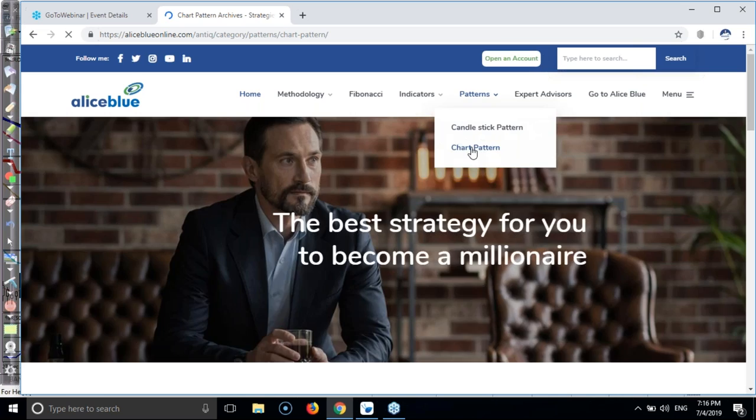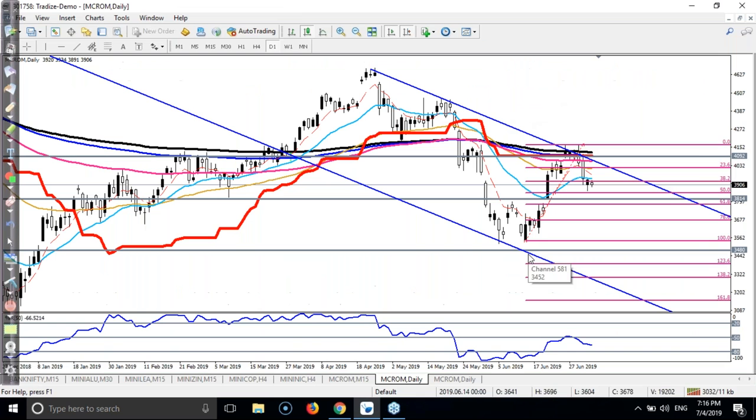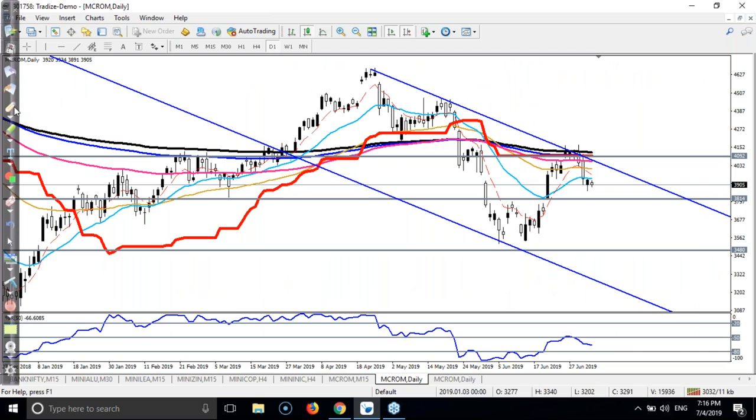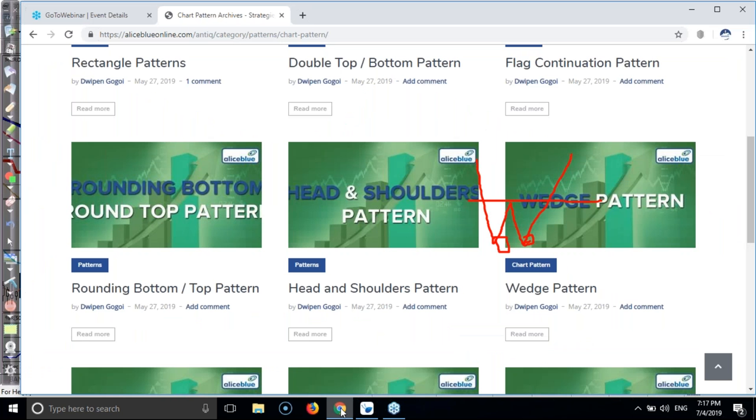So now in this area, we have seen a double bottom pattern. Have you seen? This is the first bottom, second bottom, right? This is a double bottom pattern. When the price forms this type of pattern, how do you trade it? If you want to know, you can go here and read more about the double bottom and double top pattern, written by me, right? What is the criteria behind it? You can go through it and read properly. What is the target?